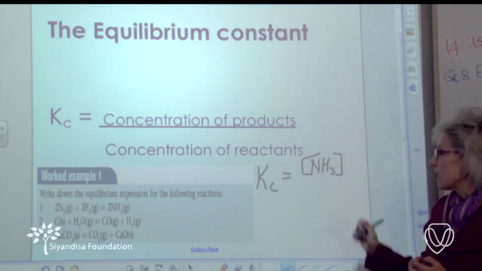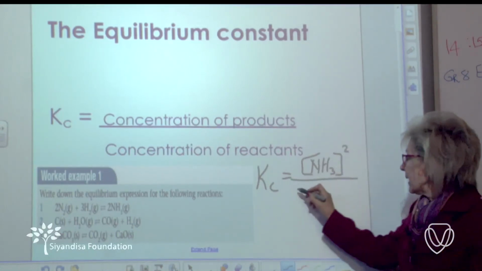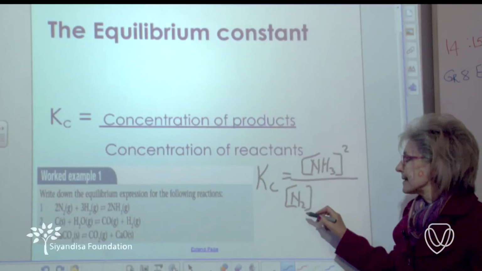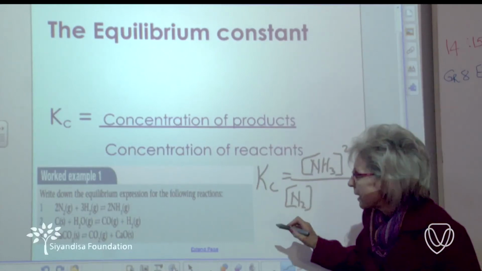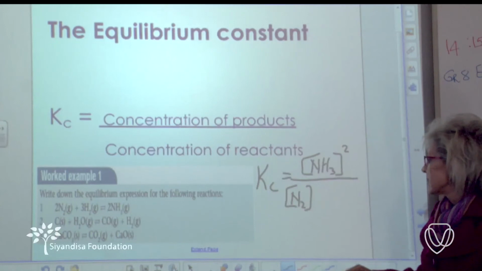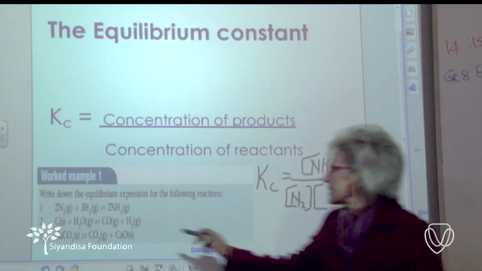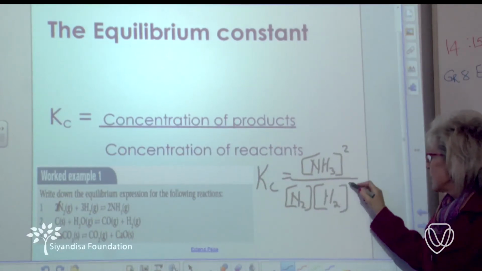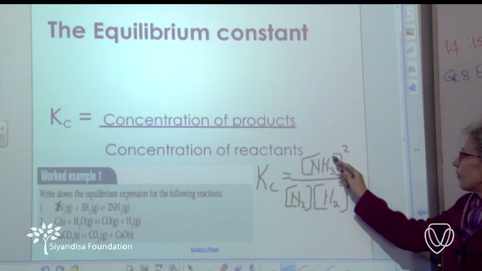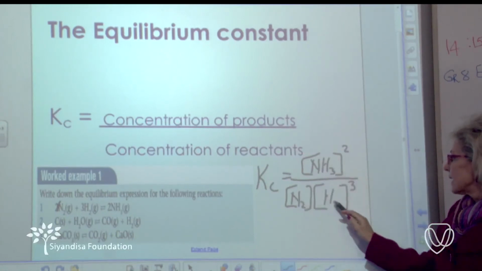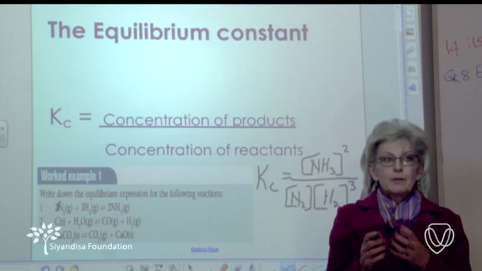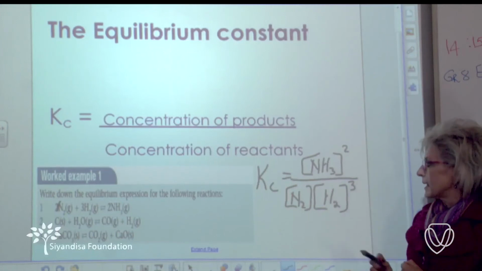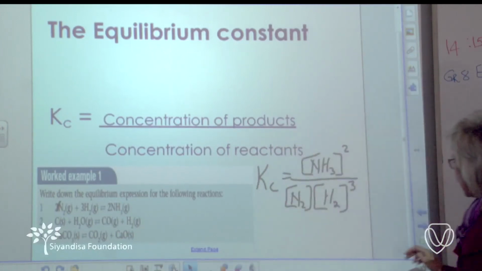The balancing number becomes the exponent, divided by the concentration of nitrogen. Sorry, there's no balancing number there, just one. That's a mistake there. And then hydrogen being H2 and the balancing number being a 3. Remember, the formula stays intact. The numbers that make up the neutral formula don't play a role here. It's only the balancing numbers that become the exponents. I'm sure you're all aware of that.